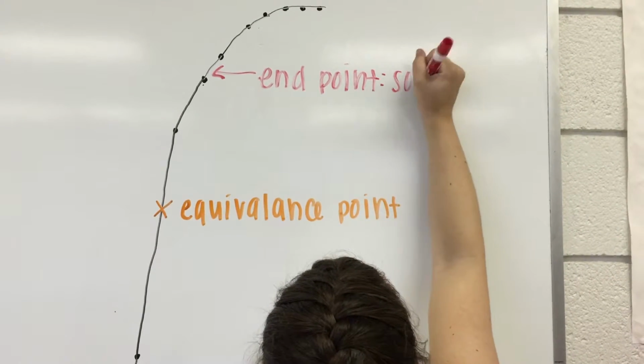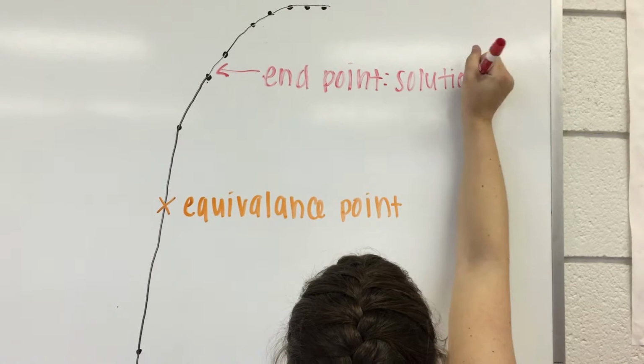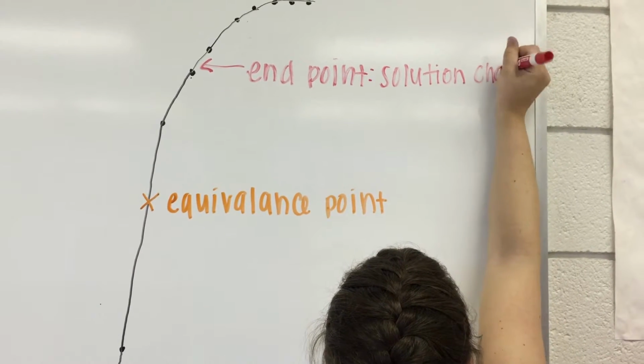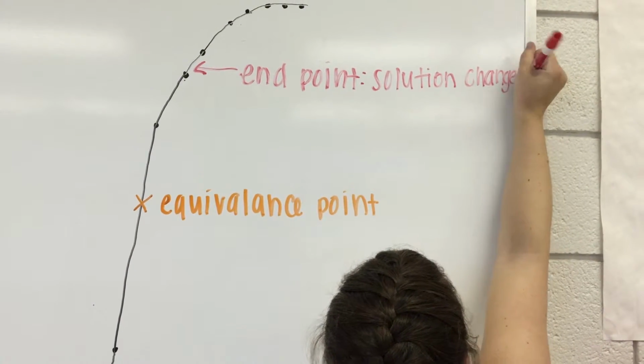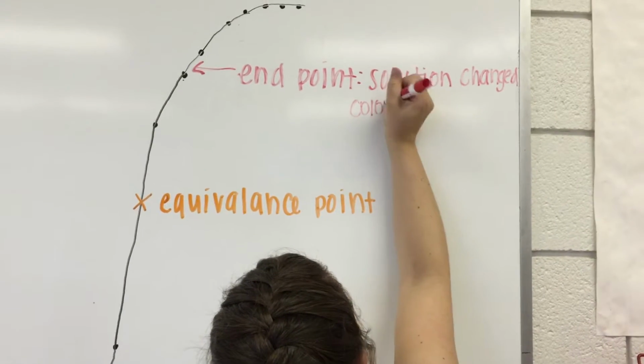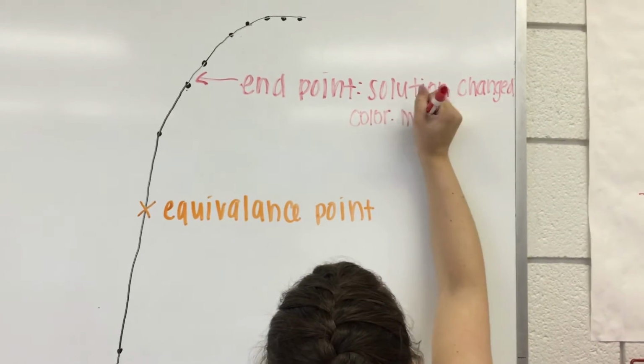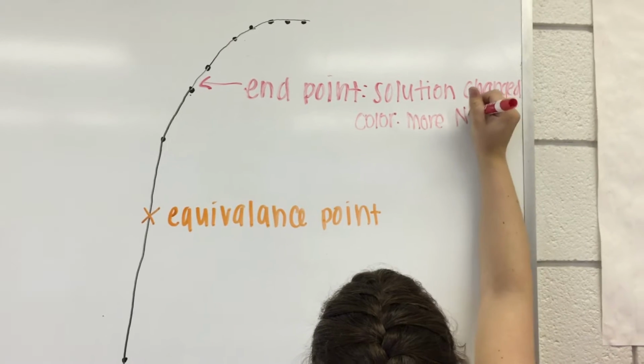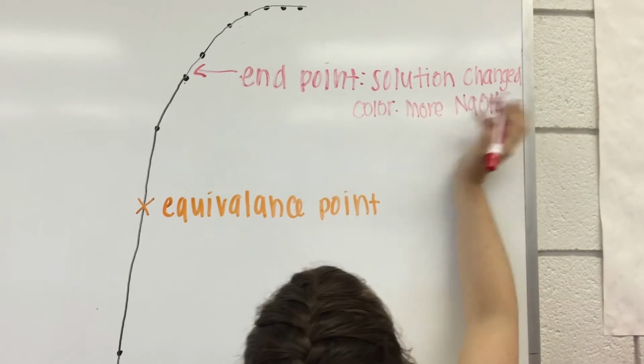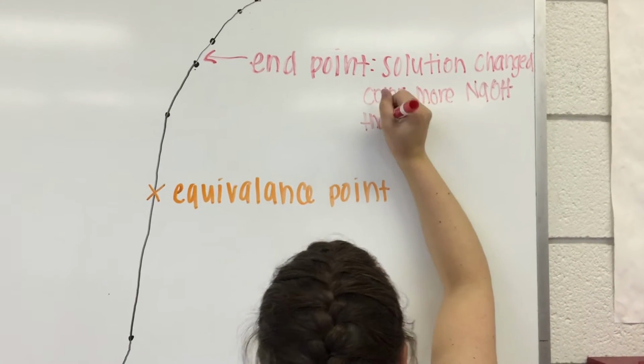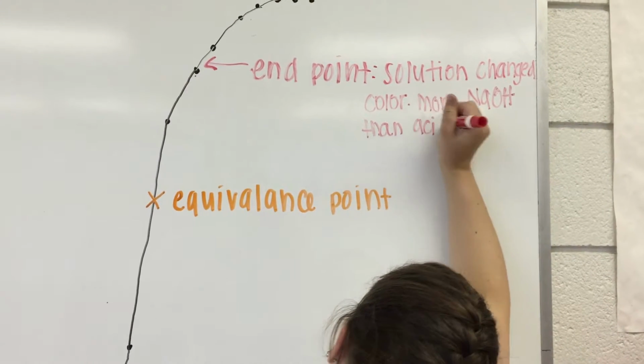Here's a tip for the AP exam. You should know 2 words, equivalence point and endpoint. Endpoint is when there are more moles of the base than there are of the acid and the solution has completely changed color. The equivalence point, however, has equal moles of both acid and base. There's a clear distinction between the endpoint and the equivalence point in color and moles.